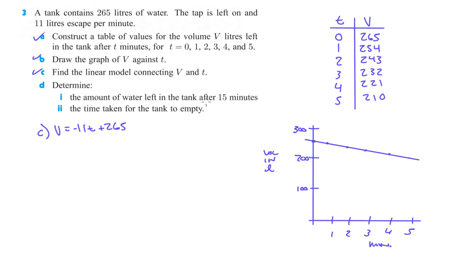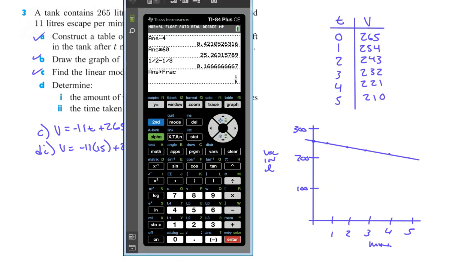And then determine the amount of water left in the tank after 15 minutes. If we're going to do that, for part D, part I, volume is going to equal negative 11 times 15 plus 265, right?